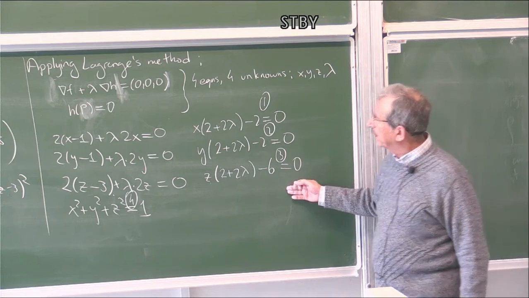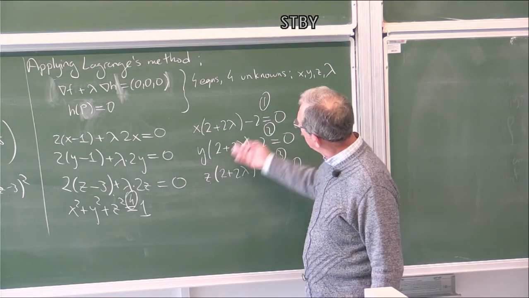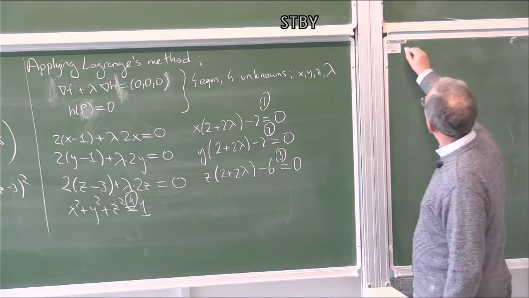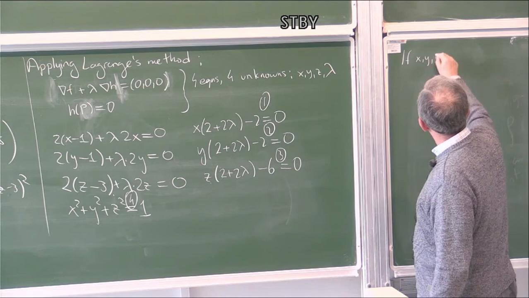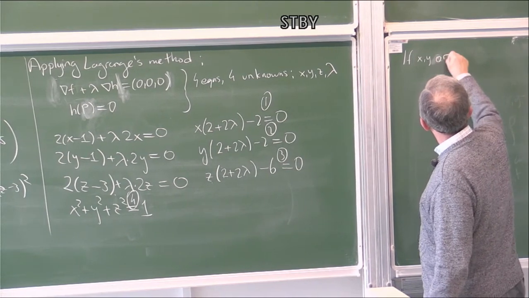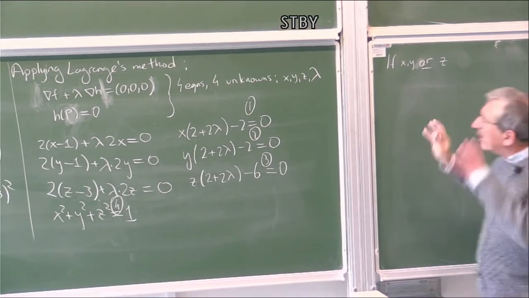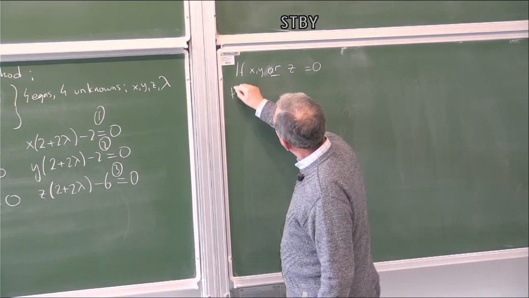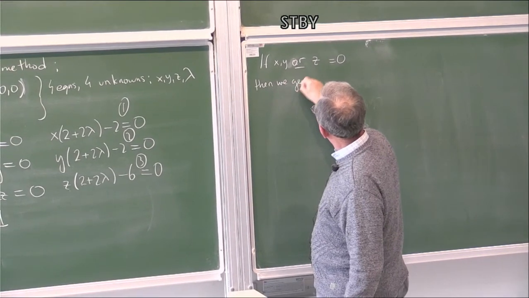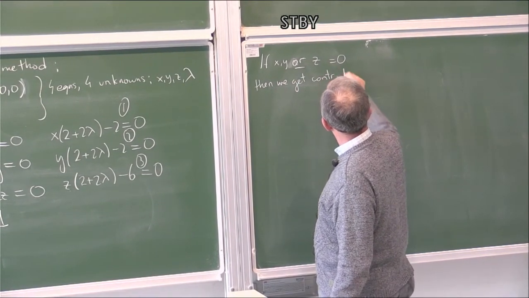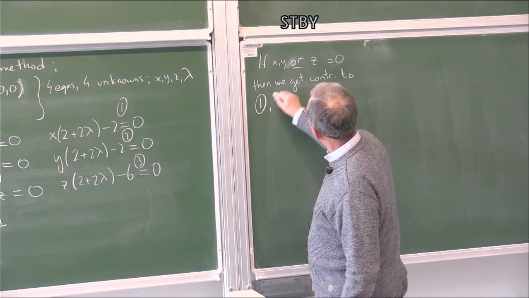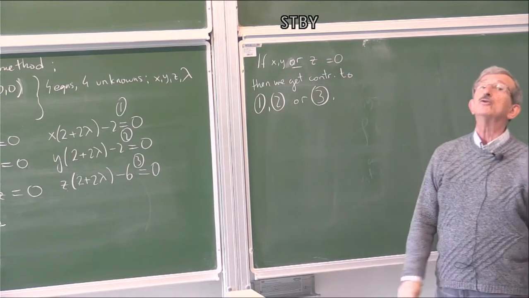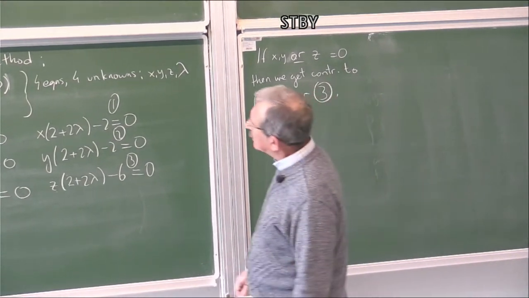Namely, if x, y, or z is 0, we have minus 2 equal to 0, or minus 6 equal to 0. So if x, y, or z, not all of them, but if one of them is 0, then we get a contradiction in 2, 1, 2, or 3. So first of all, they are not zeros in the first place.